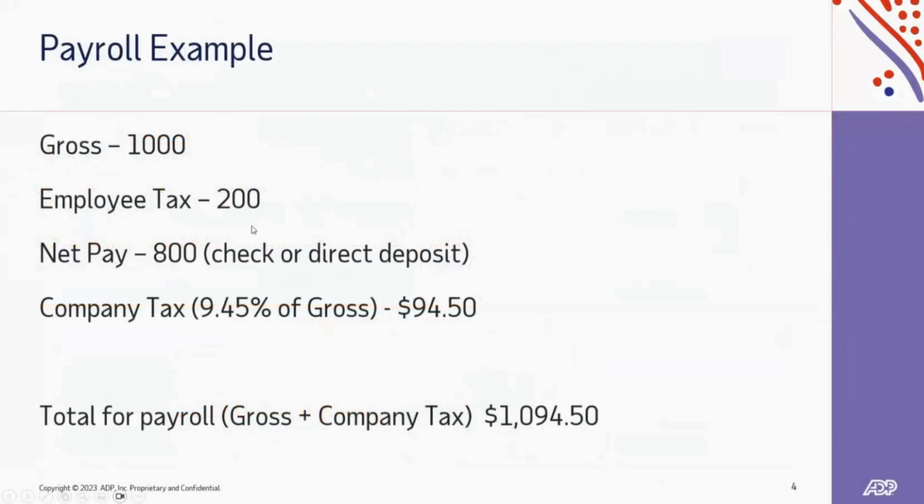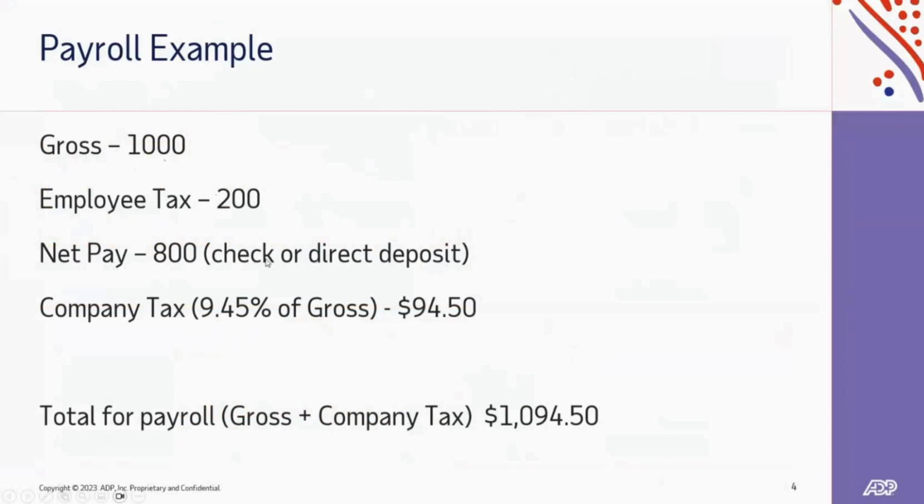So let's look at an example real quick. So let's say, for easy numbers, you pay an employee $1,000, that's their gross. Based on, again, how much money they're making, how many kids they have, if they're single, married, stuff like that, we figure out their taxes. So for easy math, let's just say their tax is $200. Then their net pay, or what they get, is $800, which we can do by check or direct deposit.